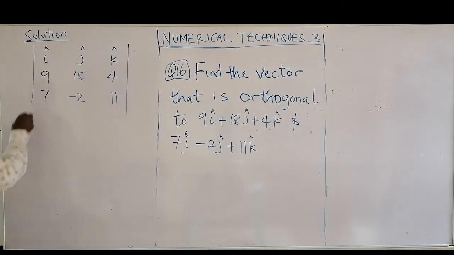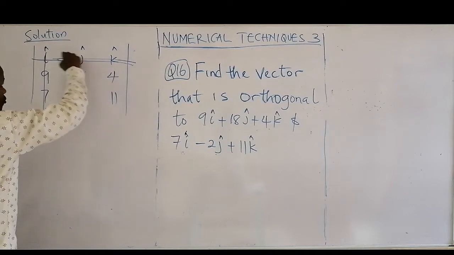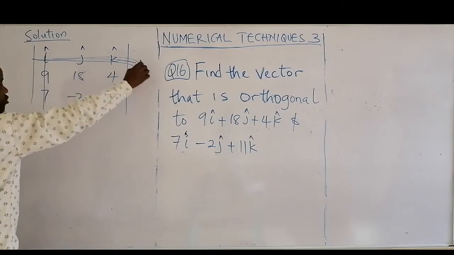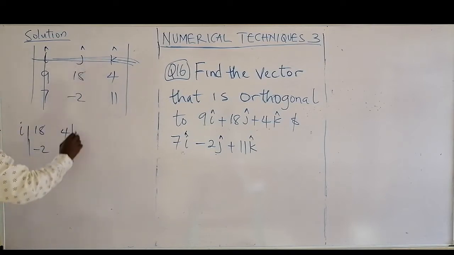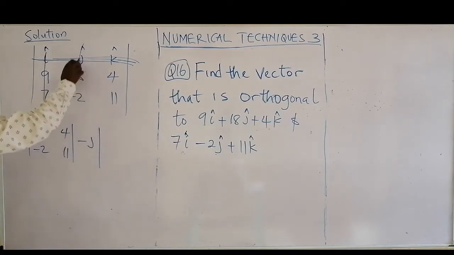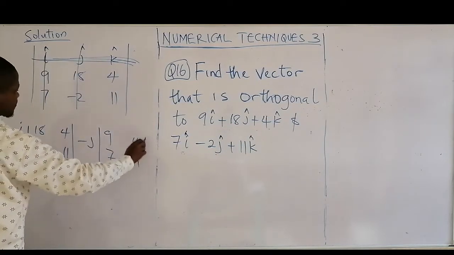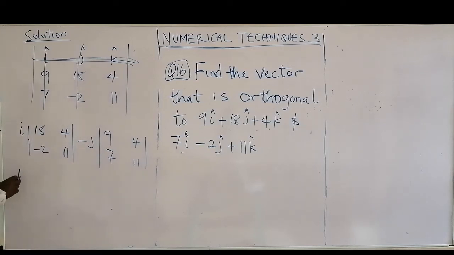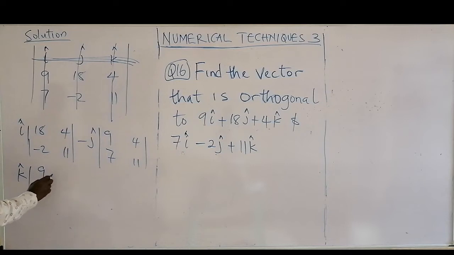So we have i. I'm using the first horizontal row to do my determinants. Cross the vertical and the horizontal, so I have 18, 4, minus 2, 11. Then followed by minus j. Do the same thing: cross the vertical and the horizontal, so I have 9, 7, 4, 11. And then the last one, the unit vector k. Do the same thing, so I have 9, 18, 7, minus 2.